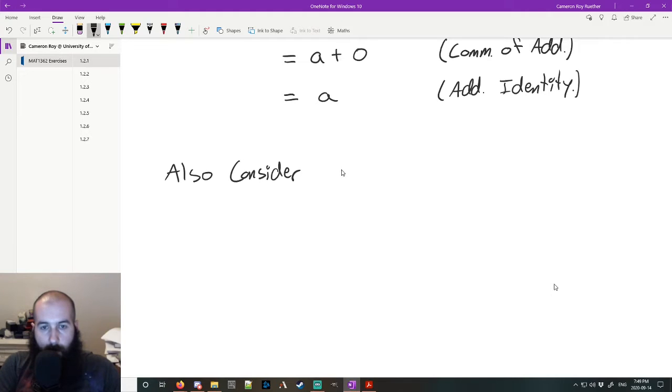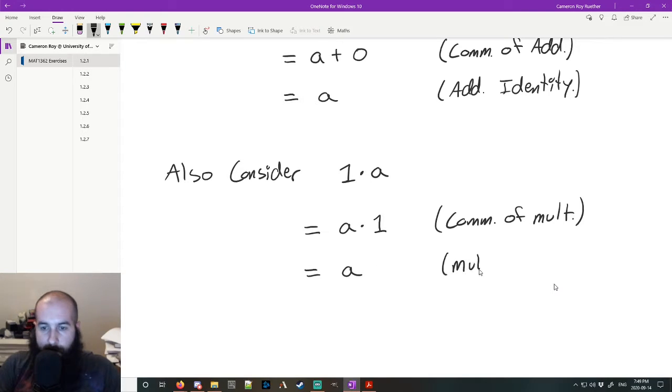For the other equality, we can also consider 1 times a. This is equal to a times 1 by the commutativity of multiplication. And that is just equal to a by the multiplicative identity. So we've also justified this equation. And that concludes the proof of this proposition.